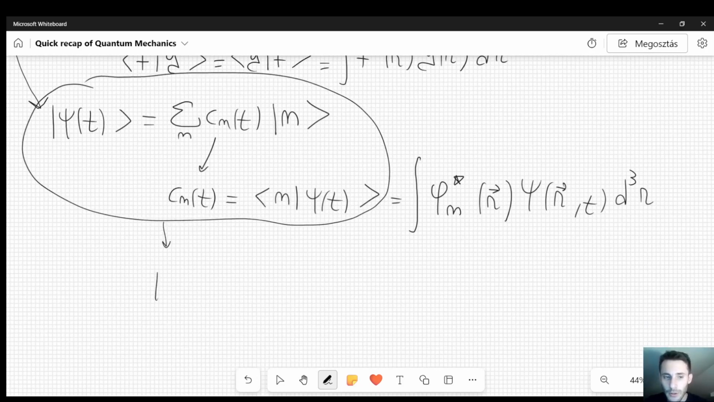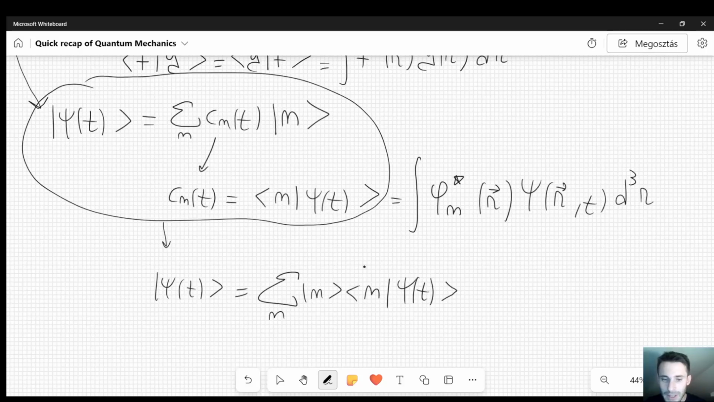In particular, we can also rewrite psi of t like this. So if we rewrite such a coefficient in here, and we can put n at the front, we have summation over n written as a ket, then we have n written as a bra, and we have the inner product with psi of t. But since what we have on the right should be equal to what we have on the left, and that's equal to psi of t, you can see that such an object should be equal to an identity. So I will write it as 1, like this, but that means that this summation should be an identity.